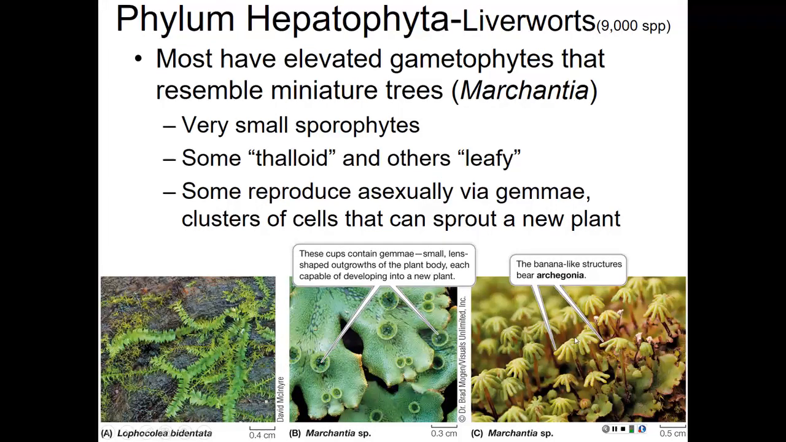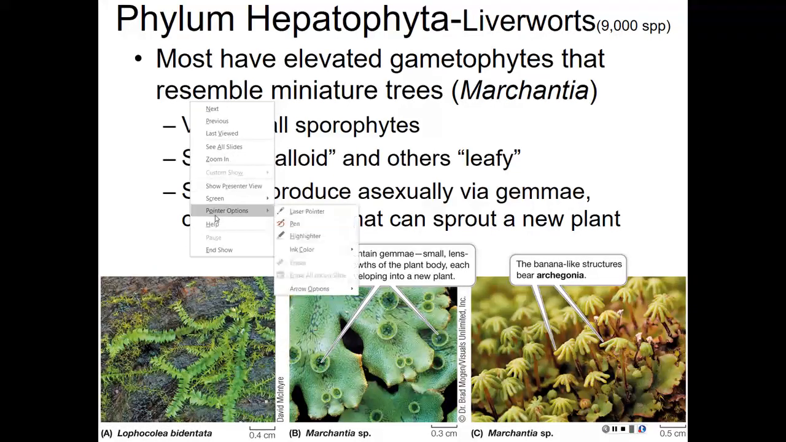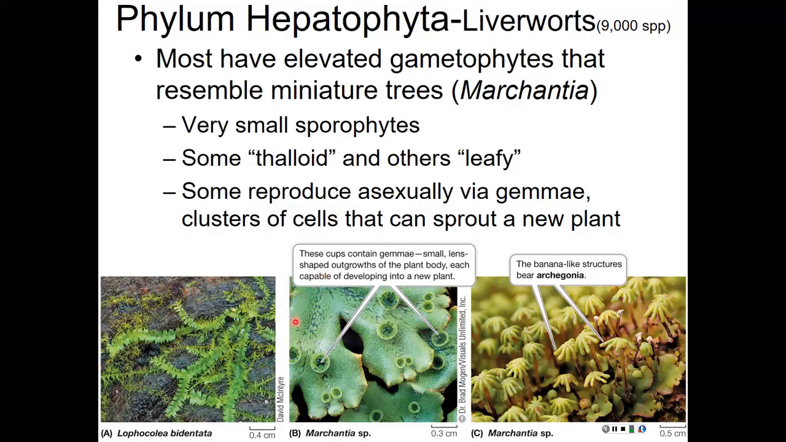Here is an example of some of those elevated gametophytes that look like little trees. The sporophytes are very, very small. You probably wouldn't even notice them. Some are what we would call thalloid, and some are what we would call leafy. Let me actually get my pointer out. So this would be an example of a thalloid liverwort, and this would be an example of a leafy liverwort. It looks like it's got little leaves, so it's just based on their structure.